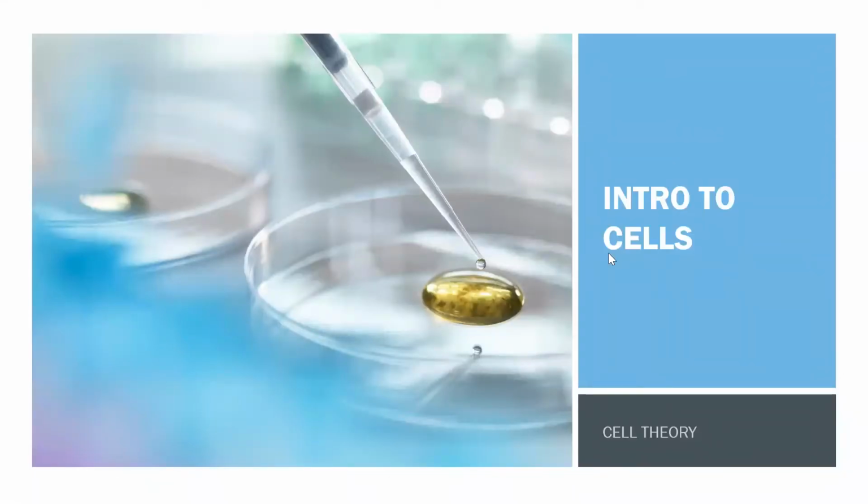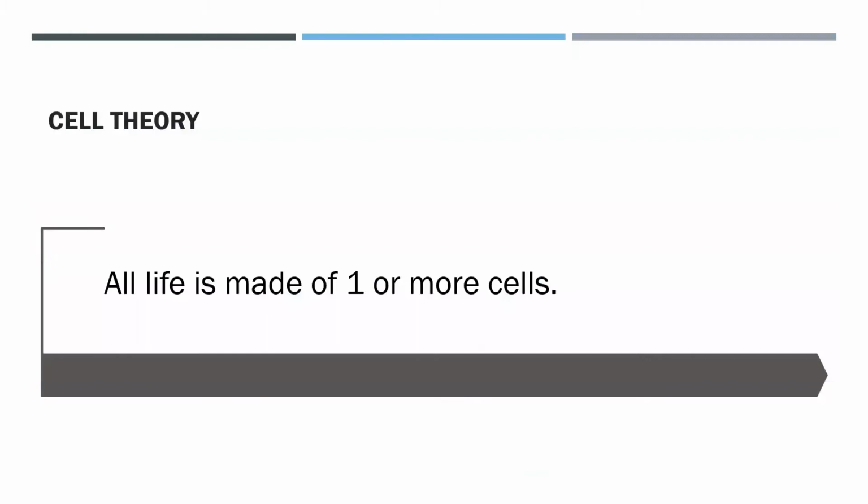This is an introduction to cells and cell theory. The first part of cell theory states that all life is made of one or more cells. Some living organisms are made of only a single cell, and some are made of many cells. The fact that they all are made of some cells means that they can be alive.